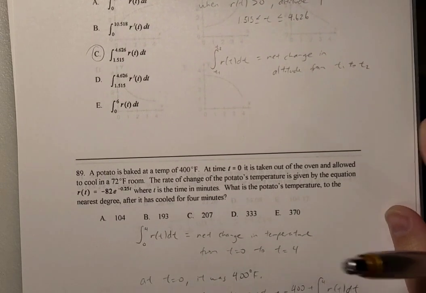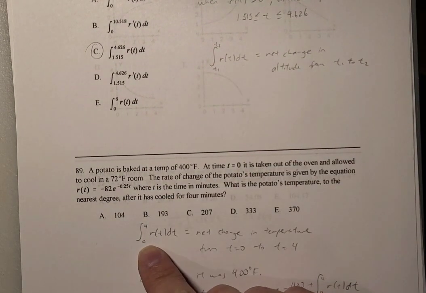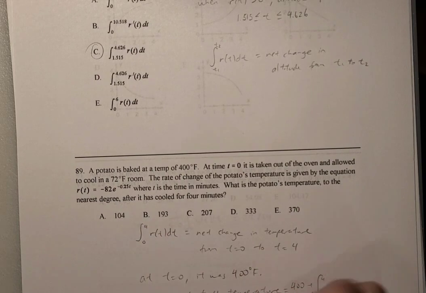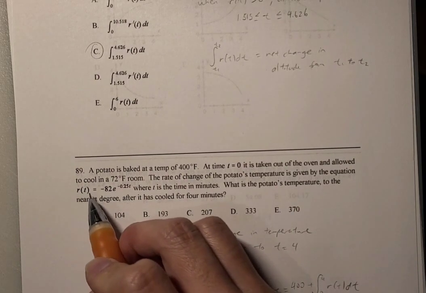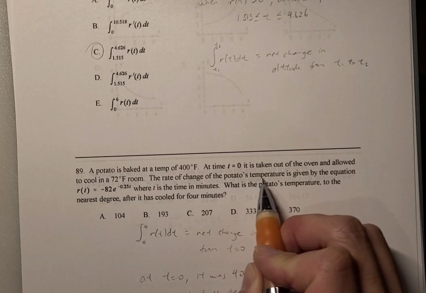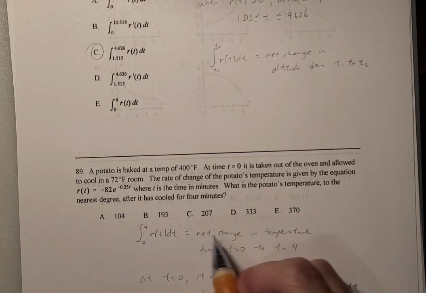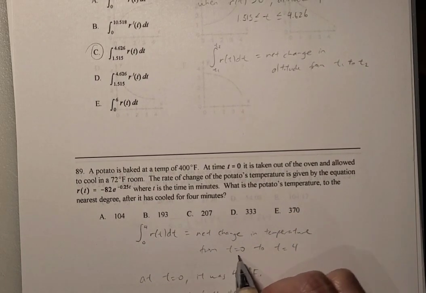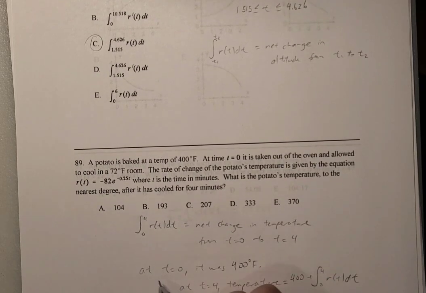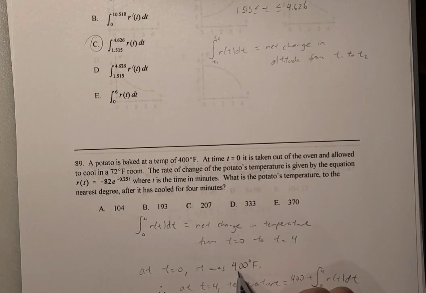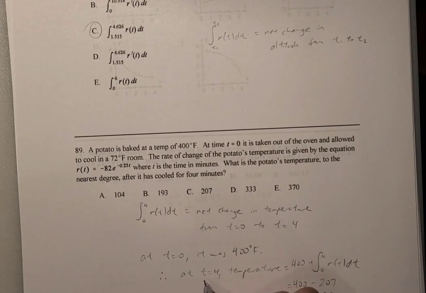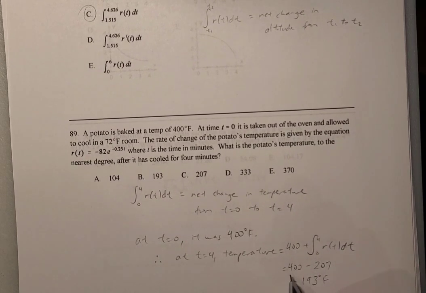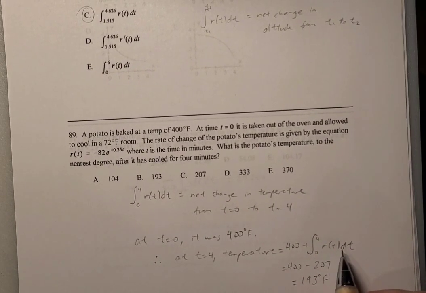Okay, so once again, we're going to do kind of what we did up here. If we integrate from 0 to 4 of r of t dt, that is what? Since this r is the rate of change of the potato's temperature, when we integrate a rate, we get the net change. So it's the net change in temperature from t equals 0 to t equals 4. Okay, and as I said, at t equals 0, the temperature is 400. So after 4 minutes, the temperature would be the initial 400 plus the integral from 0 to 4 of r of t dt. Okay, so we get 400 minus 207, because this you plug into your calculator.